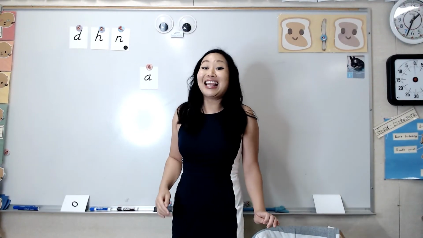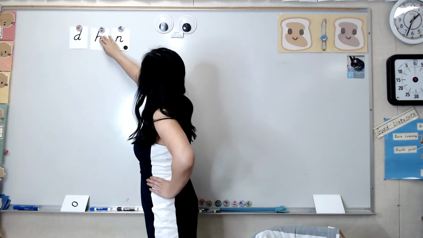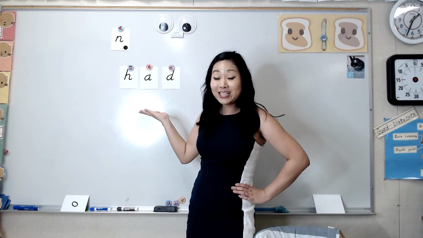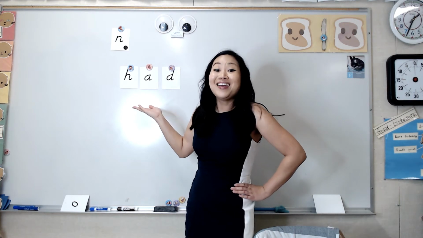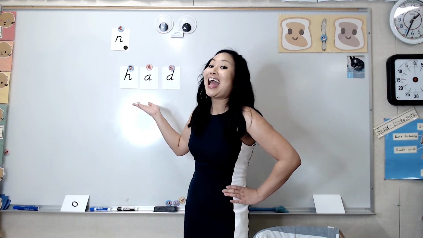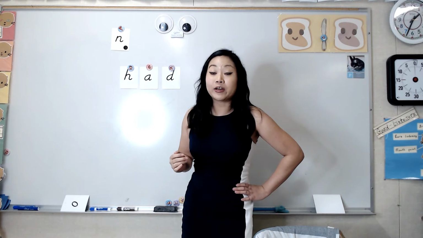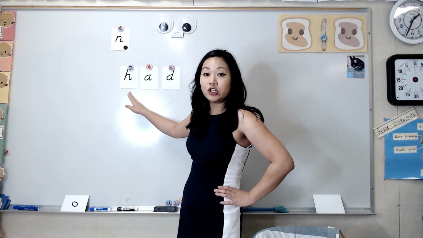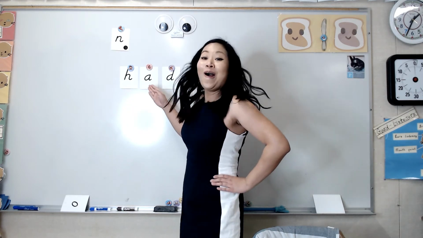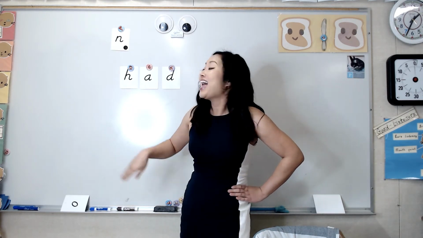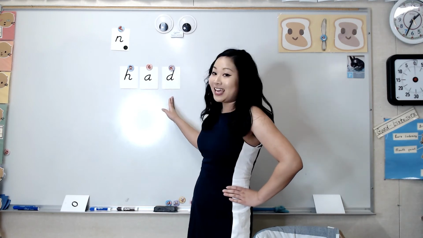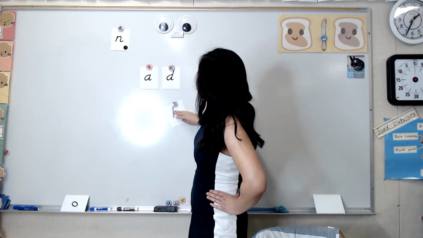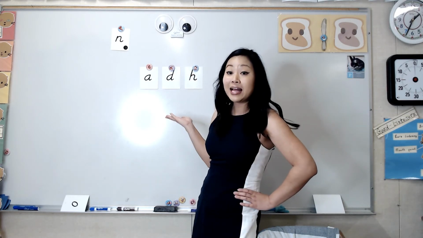All right, friends, let's try another word. What does this word say? You're right. This is our sight word, had. Do you see any of our special letters from today? I see an H and a D. Oh, and there's the letter A. H-A-D. That spells had. If I move this letter over here, does that still spell had?